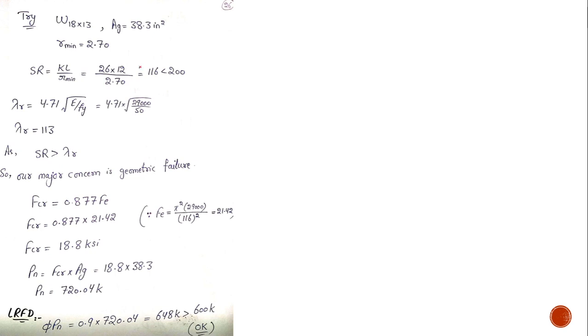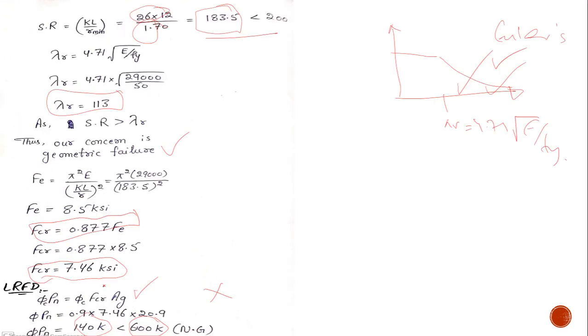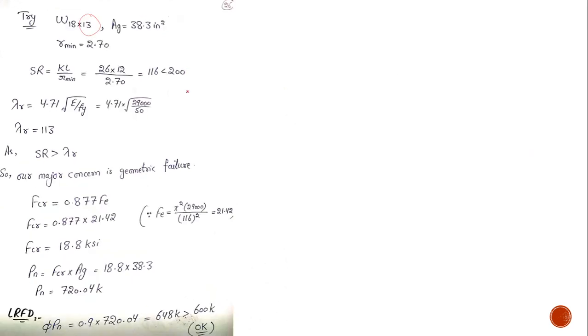So I've used another W18x13 shape. I'll go back to the manual because its capacity is 140 kips, which is far lesser than 600 kip. So I have to increase the area. That's why I've chosen the W section having larger area. Again, I went back to the manual and found the minimum of the two values, Rx and Ry. The minimum of the two would be governing.